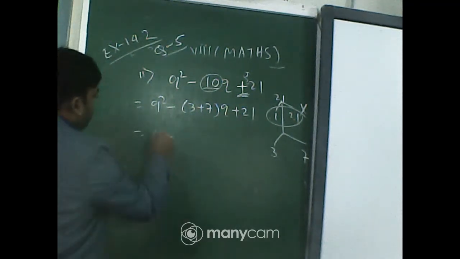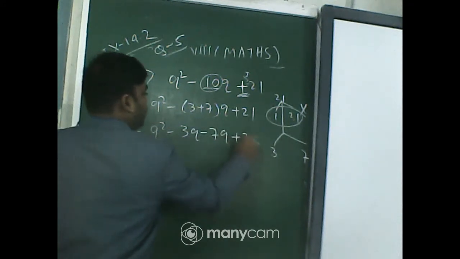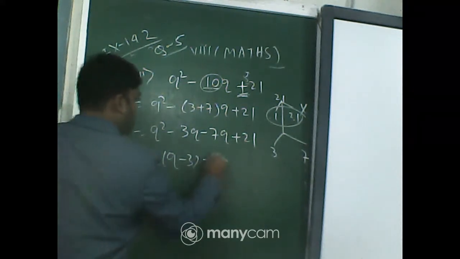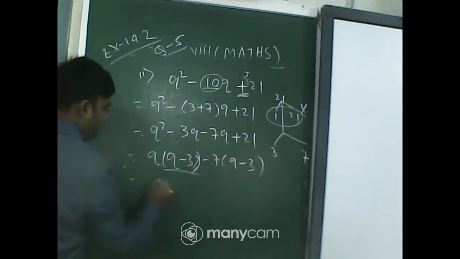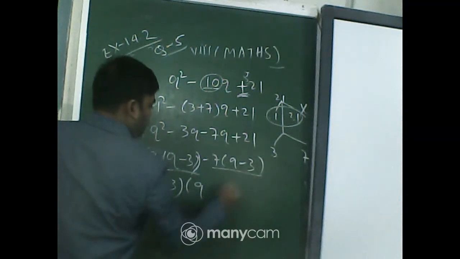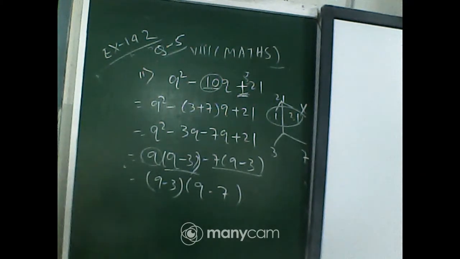Now break the bracket. So q square minus 3q minus 7q plus 21. From the first two terms, q into q minus 3, and from the last two terms, minus 7 into q minus 3. So q minus 3 is the common term. If you take q minus 3, the remaining part is q, and from the other part, minus 7. So q minus 3 into q minus 7 is the factorized form of part 2, q square minus 10q plus 21.